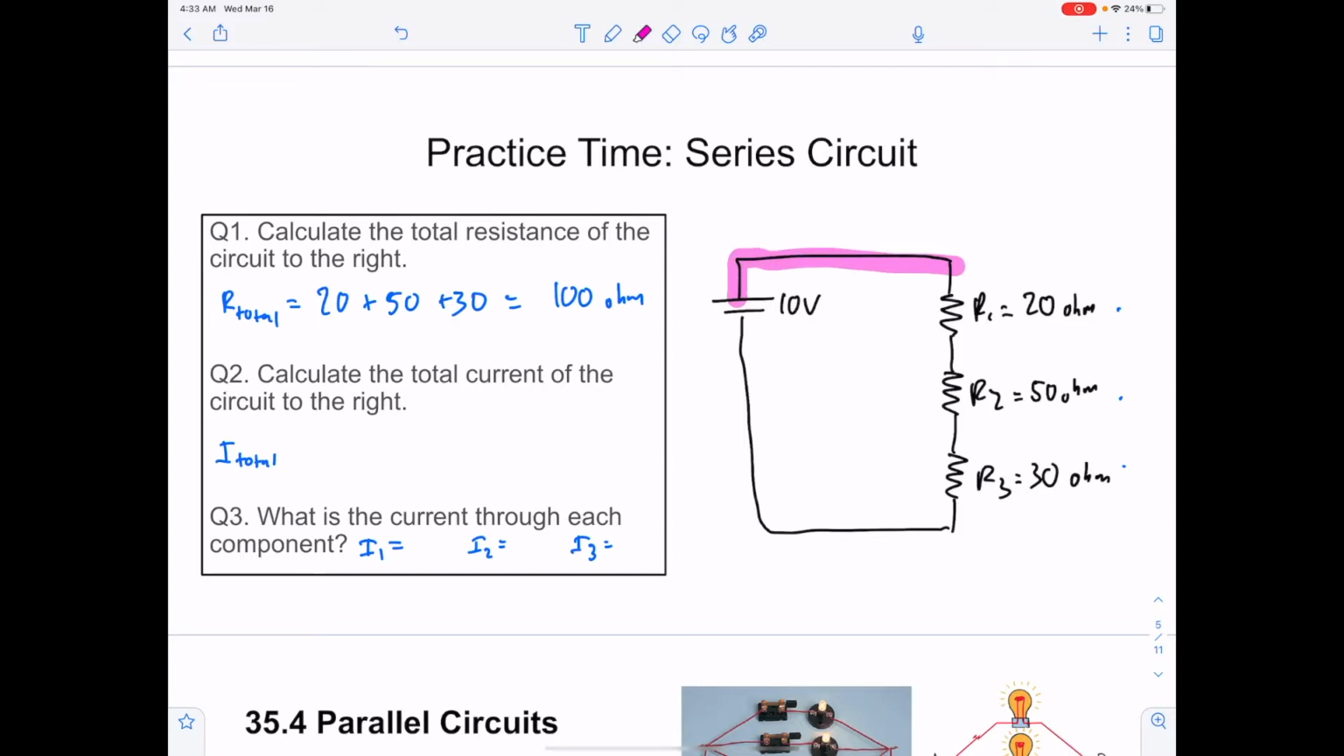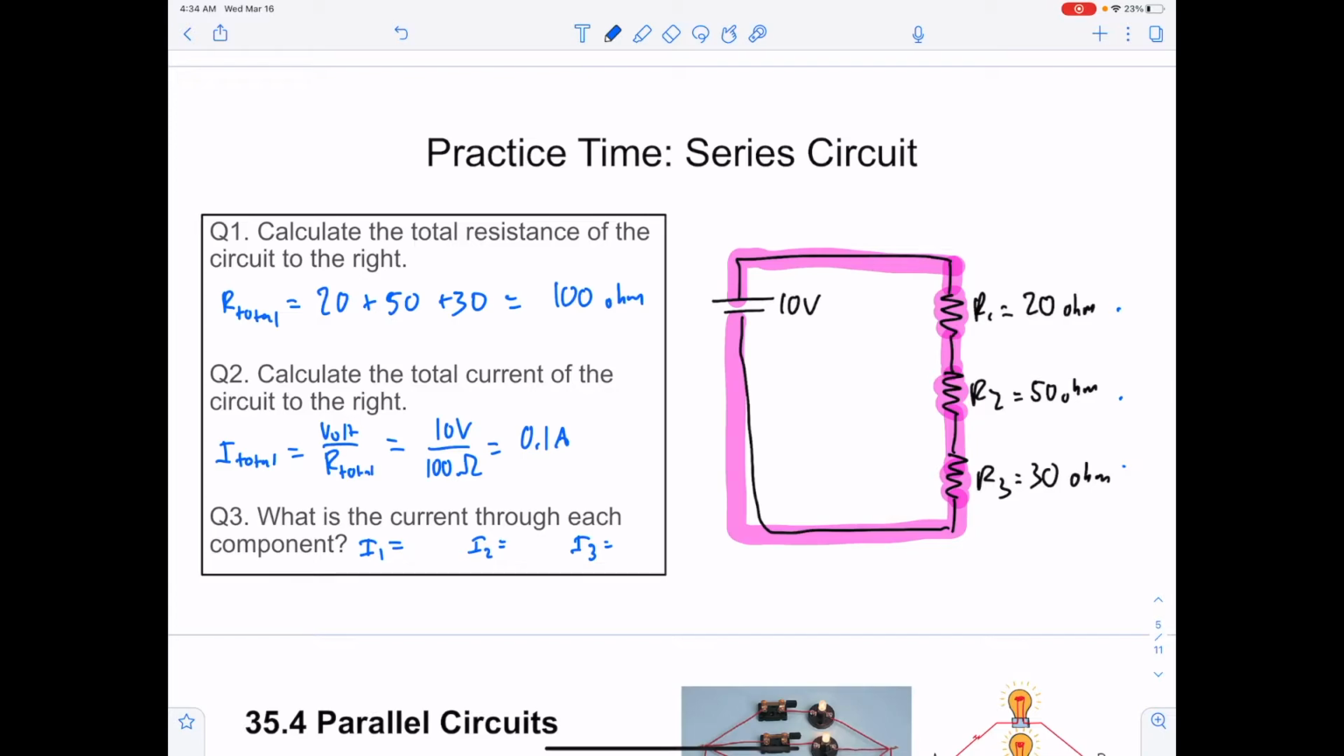Our conventional current is going to flow this way. There's one choke point. There's another choke point. There's another. Back to the battery. So what is the total current of the circuit to the right? Well, we know from Ohm's law, it's our total voltage divided by our total resistance. Our total voltage is 10 volts. Our total resistance is 100 ohms. So we have 0.1 amps.